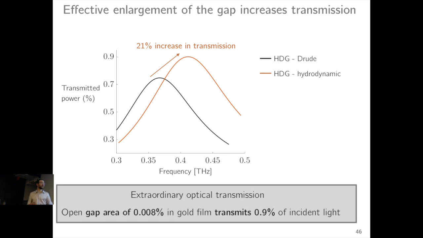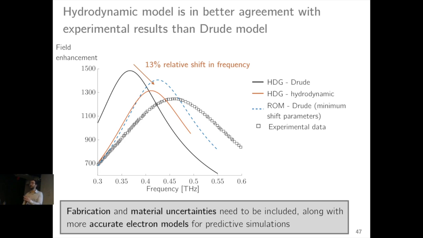And again, just as a reminder, the 0.9% of incident light is being transmitted through an open gap area of 0.008%, which gives us more than 2 orders of magnitude in terms of extraordinary optical transmission. Finally, if we compare to the experiment, to the field enhancement for which we have experimental data, we see that for the exact same parameters that we used to compute the local solution, we have a shift in the resonance that brings us closer to the experimental data and a decay in field enhancement.